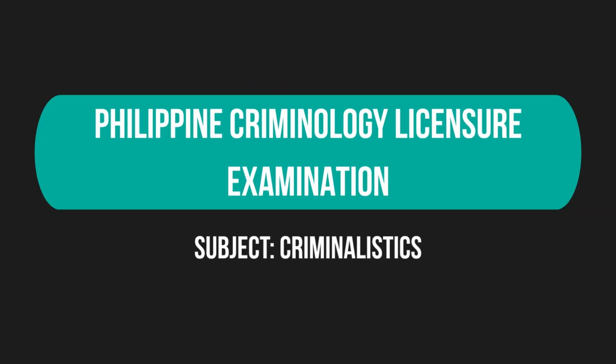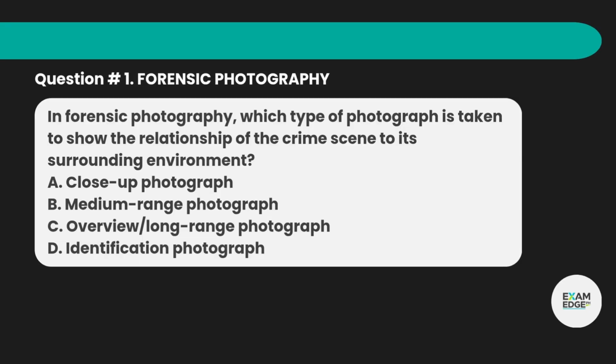Philippine Criminology Licensure Examination. Subject: Criminalistics. Question number 1. Forensic photography. In forensic photography, which type of photograph is taken to show the relationship of the crime scene to its surrounding environment? A. Close-up photograph. B. Medium-range photograph. C. Overview, long-range photograph. D. Identification photograph.